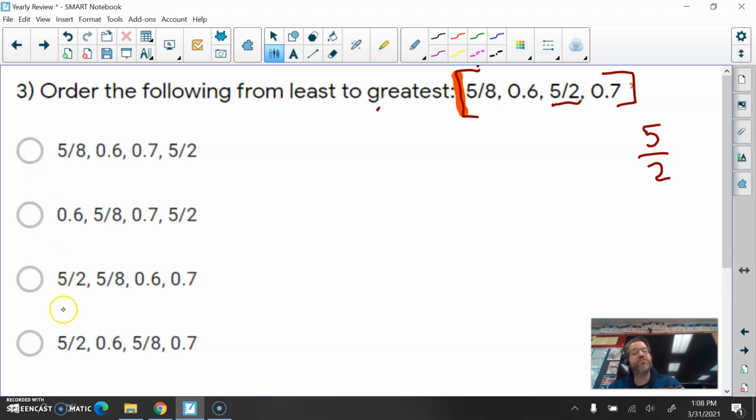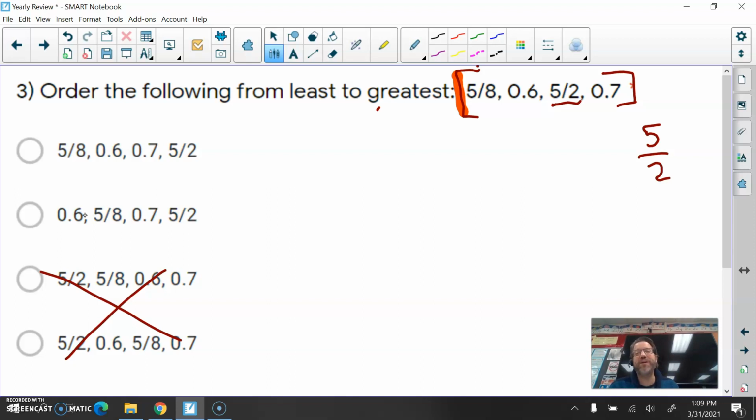I'm looking at my answer choices here. It is multiple choice. 5/2 is the largest in A and in B, but in C and D, we have 0.7 listed as the largest. We know both of those are wrong. I already know my answer has to be A or B, and I haven't even hardly done anything yet. So anyway, how am I going to compare these?